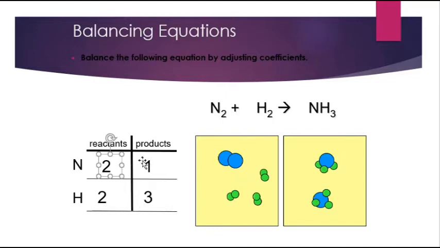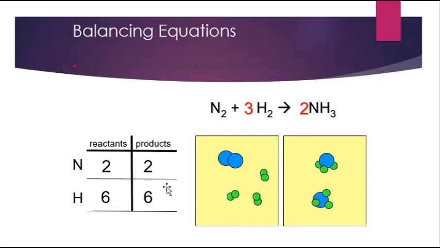So we need this to become 2. Now the nitrogen is equal on both ends, but the hydrogen turned into 6. So how will we make this equal to this side? We will add 3 here. See? If you do that, it will become balanced. Okay, let's try another one.